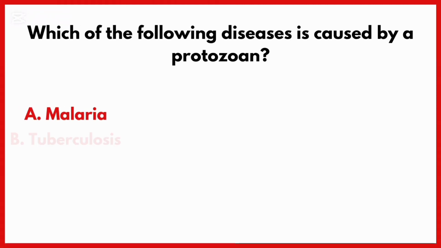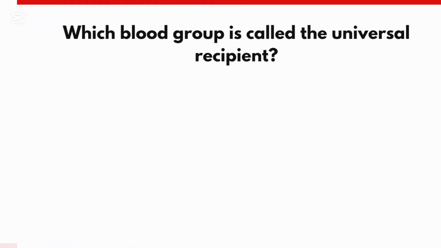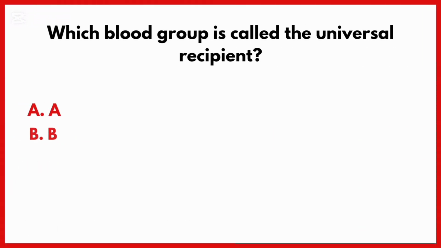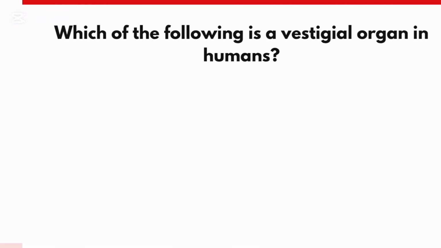Which of the following disease is caused by a protozoan? Correct answer is option A, malaria. Which blood group is called the universal recipient? Correct answer is option C, blood group AB.